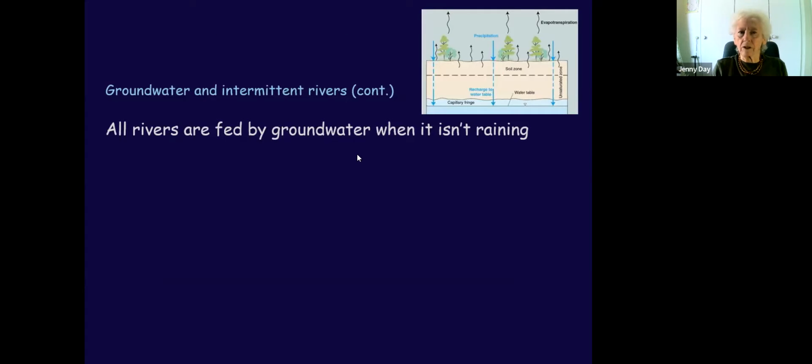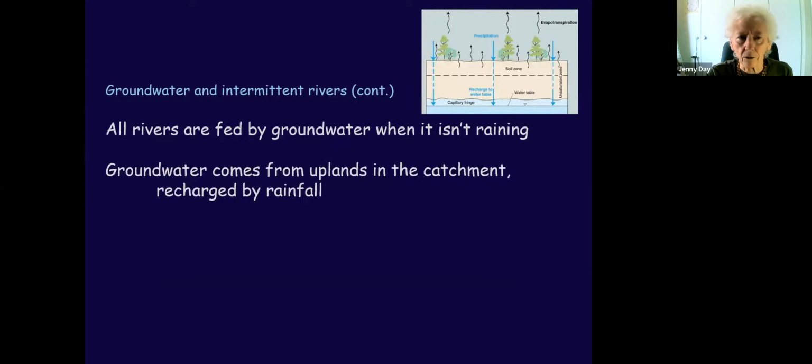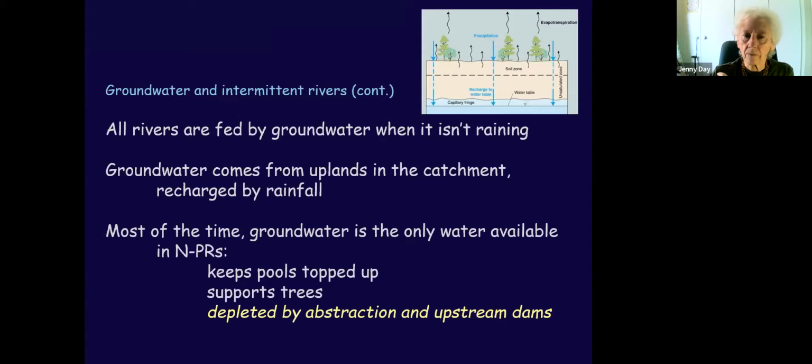And of course, all rivers are fed by groundwater when it isn't raining. It's something that one suddenly thinks, oh, yes, of course, that must be so. But groundwater comes from the uplands and the catchment in most cases, especially where there are very arid rivers. So the groundwater is recharged by rainfall upstream, which means that if dams are put upstream, then a lot of the water that would normally be underground as groundwater in the river simply ceases to exist.